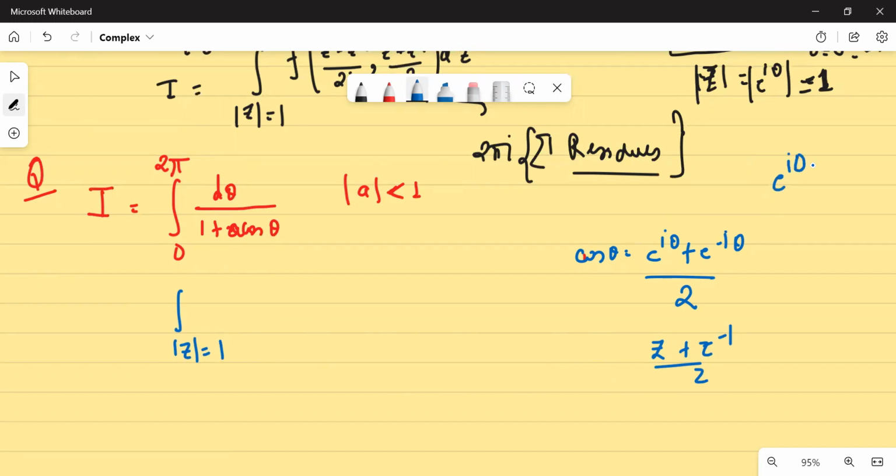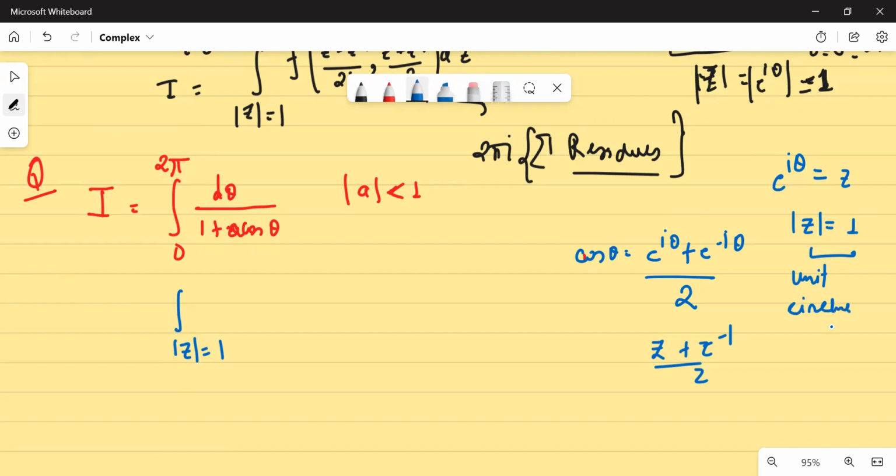देखो, अगर तुम e की पावर आयोटा थीटा को z ले रहे हो, तो ये एंटायर एक्सप्रेशन z में कन्वर्ट होगा, तो लिमिट्स भी तो z की लगेंगी। Now if you see what is the limit of z, you just take mod. e की पावर आयोटा थीटा का mod होता है 1, so mod z equal to 1 means what? This describes a unit circle.